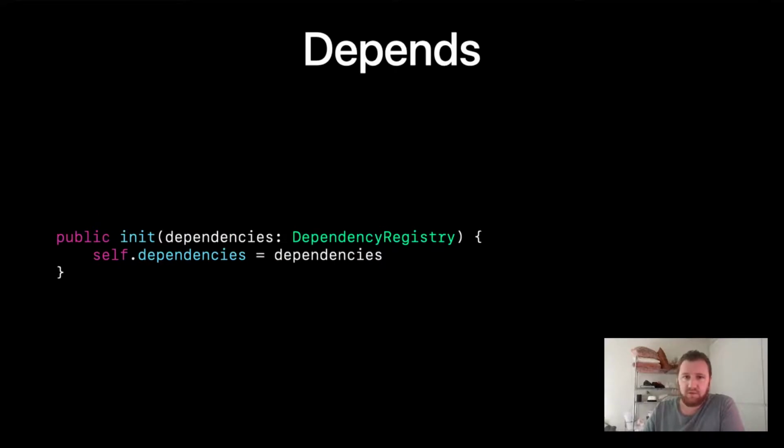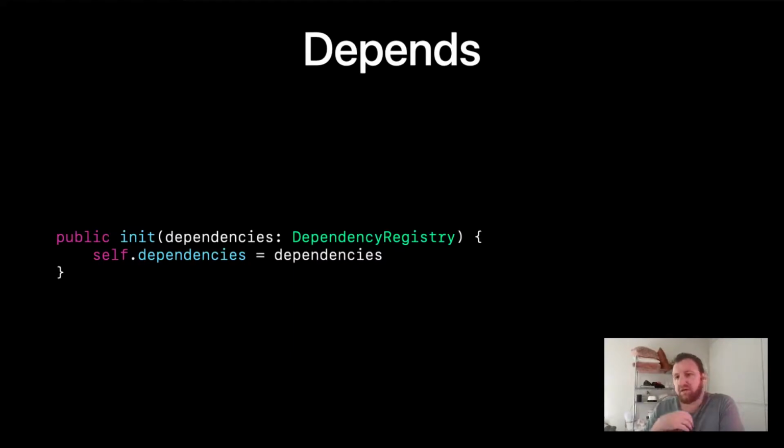And so obviously we don't need to initialize the type anymore, the tester, with that full list of dependencies. We just pass in that dependency registry, and we can assign that and then look things up afterwards.